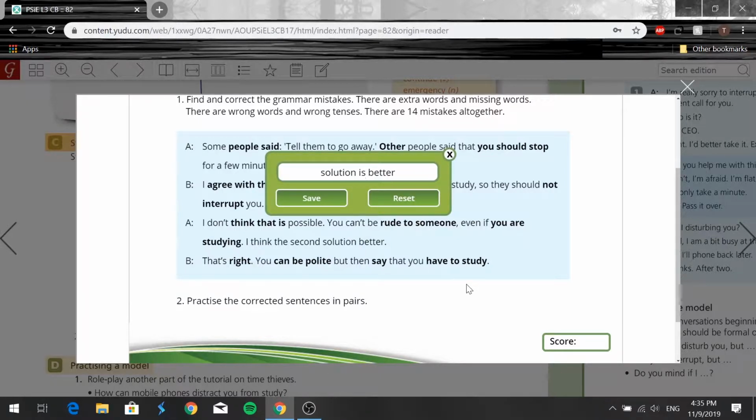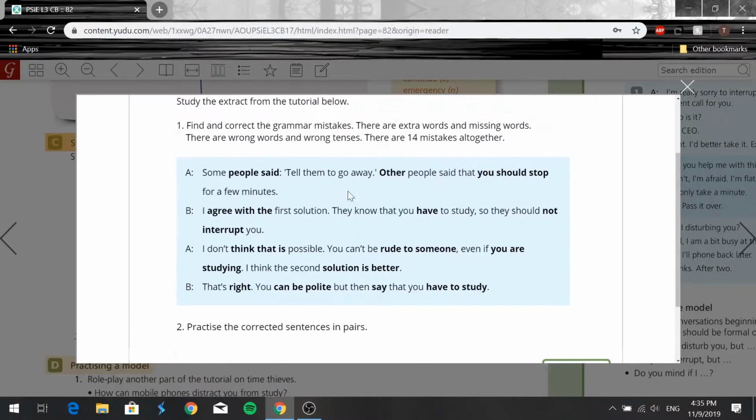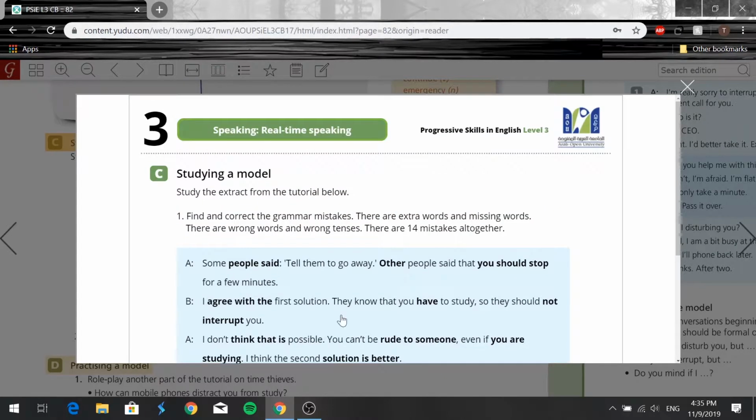So it looks like I missed one. I think the second solution is better. That's right. You can be polite, but then say that you have to study. Okay? So all of these were mistakes that we got right. So yeah, exercise C, done.